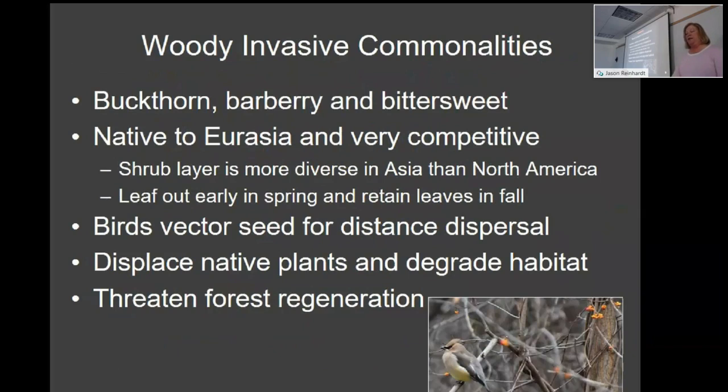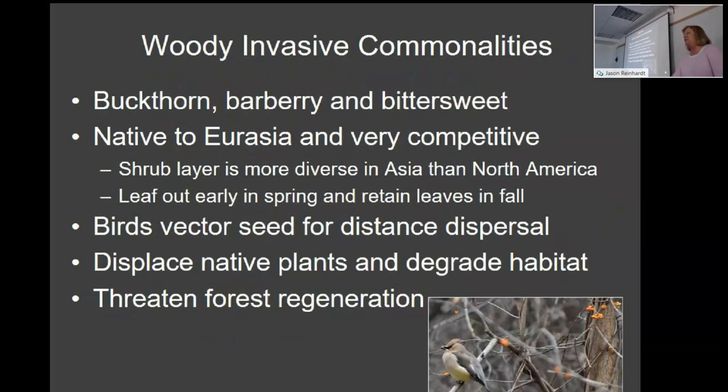So I'll start with some woody invasives, and there are many commonalities to woody invasives. So I'm going to focus today on buckthorn and Oriental Bittersweet, because we have some updates on these. We could have added Asian bush honeysuckles as well, but I don't have any updates on them. So that's why they're not included.